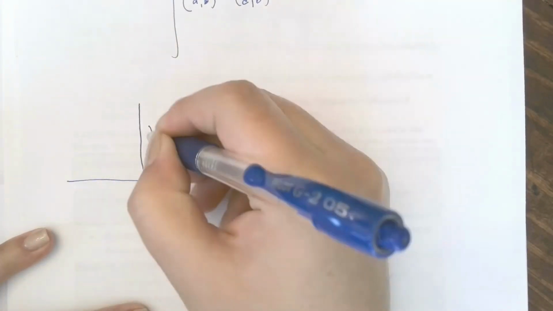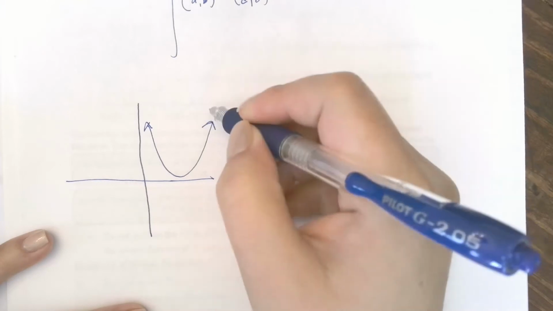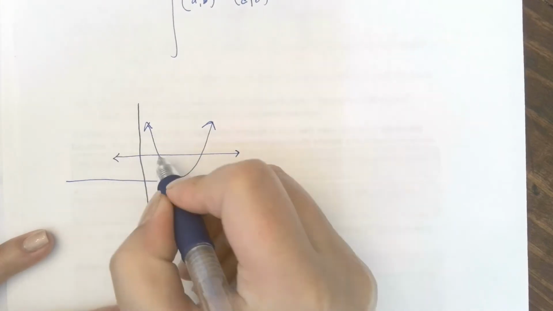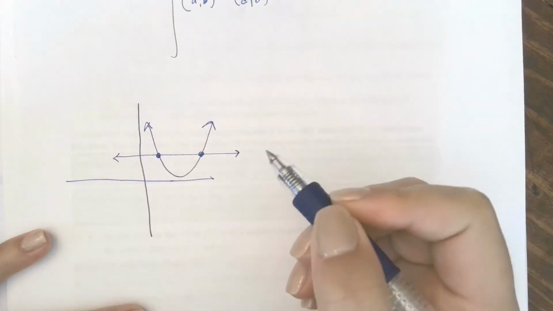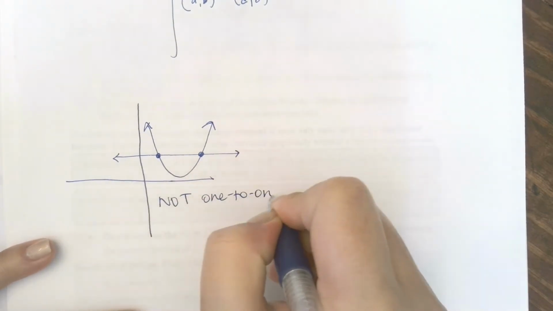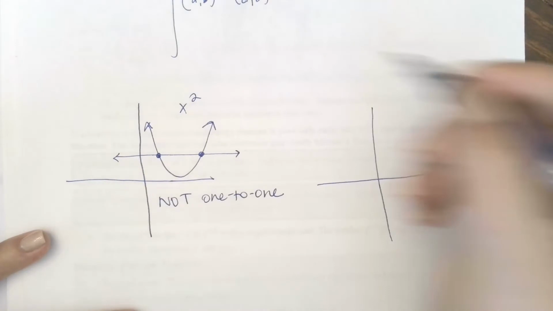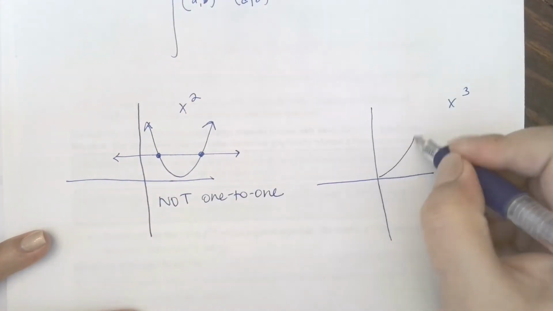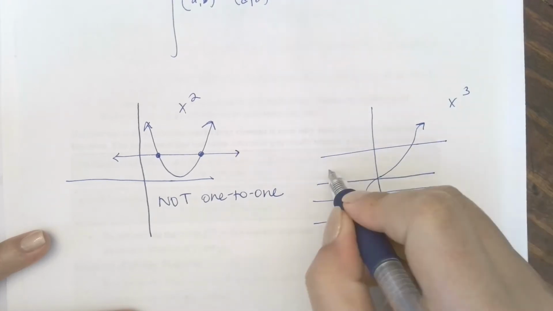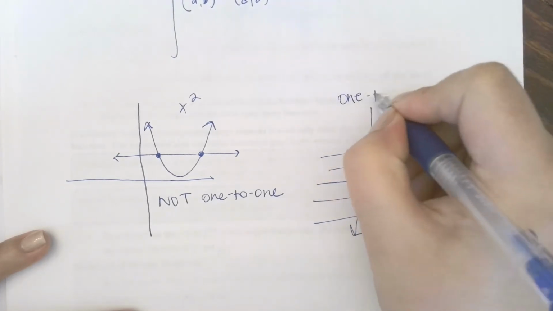Say we had a quadratic function. It is a function because it passes the vertical line test. However, it is not a one-to-one function because if I draw a horizontal line, I intersect two points. So this is not one-to-one. Another example from college algebra: this is x squared, and this is an x cubed function, which looks something like this. Anywhere that I draw a horizontal line, I only hit one time. So this one is a one-to-one function.